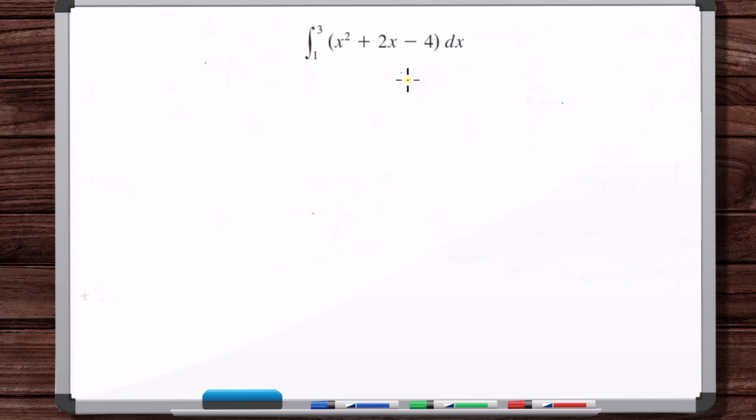Okay, now we're going to evaluate some definite integrals. And we're going to do this using part 2 of the fundamental theorem. So we're going to get the antiderivative of the function and then evaluate the antiderivative at the endpoints, or the limits of integration. So we can separate this into 3 separate integrals.